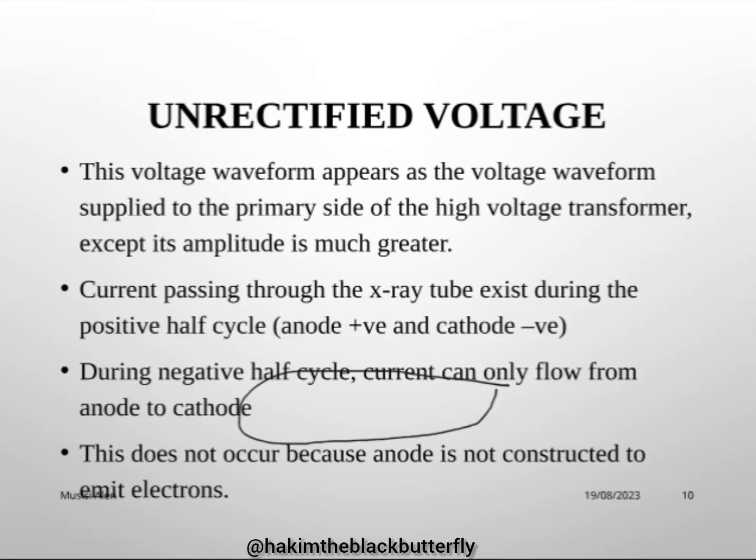So, the unrectified voltage, if the voltage is not rectified, meaning AC voltage, this voltage waveform appears as the voltage waveform supplied to the primary side of the high voltage transformer, except its amplitude is much greater. When the voltage is stepped up, the output voltage in the secondary is of a higher amplitude than the input voltage in the primary.